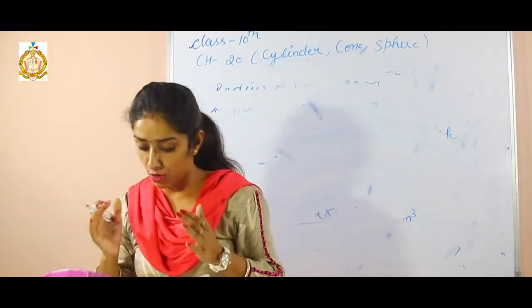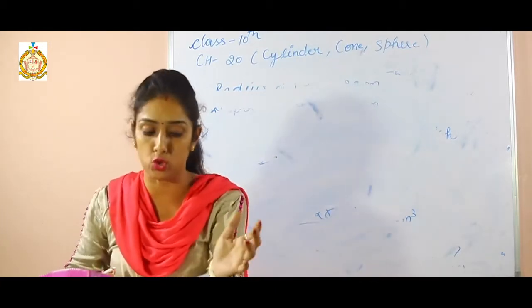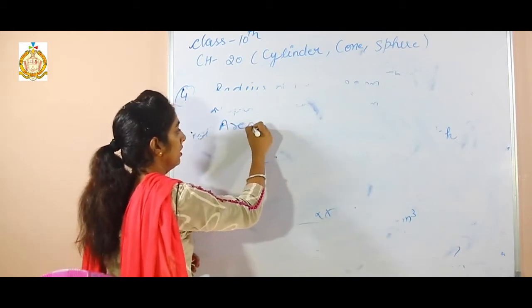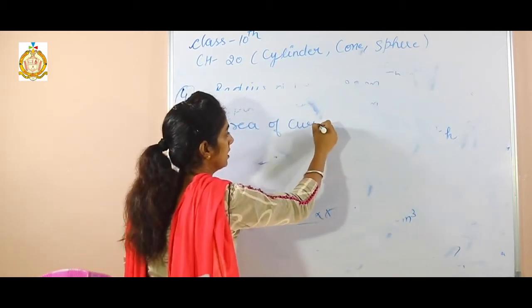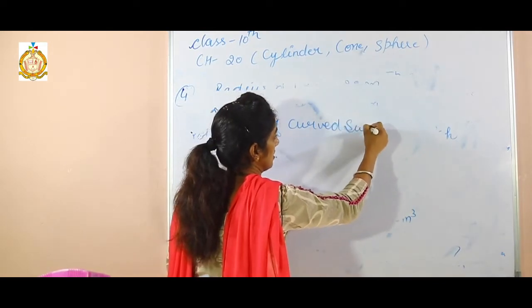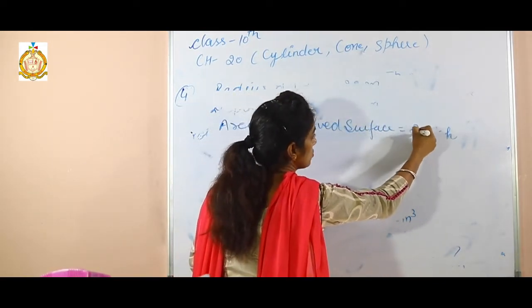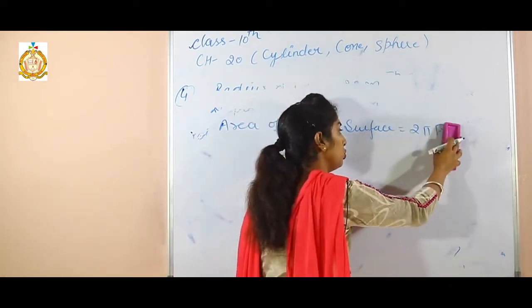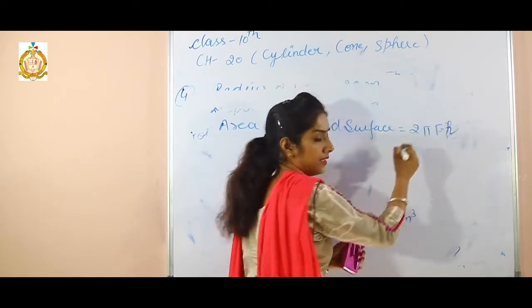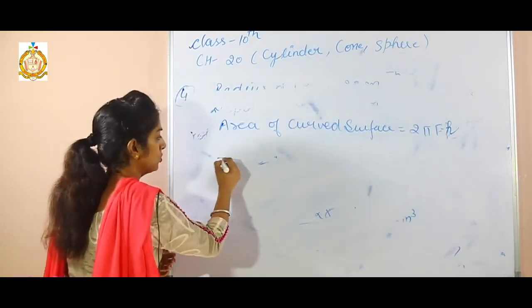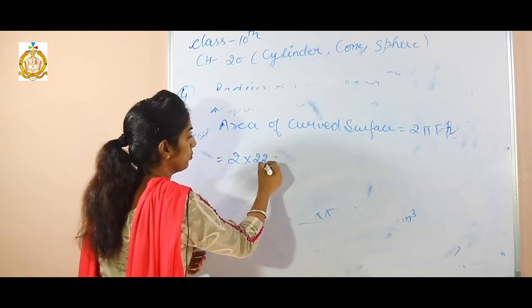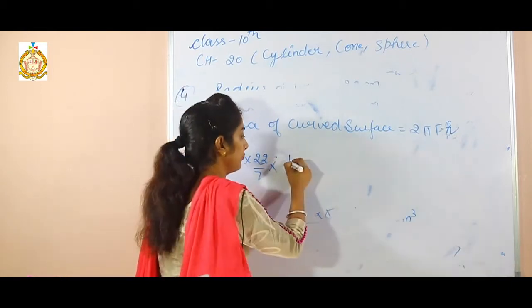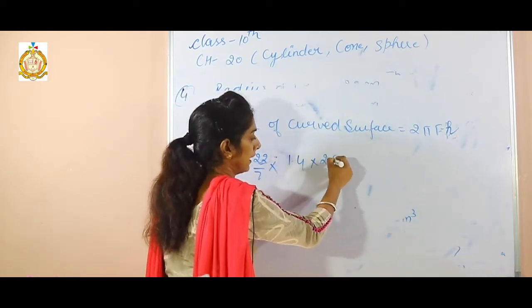find the cost of plastering it. When we have to find the cost, then firstly we have to find the area. So area of curved surface, that is 2 pi r h. Now 2 multiply 22 by 7 into r, r is 1.4 and height is 28.